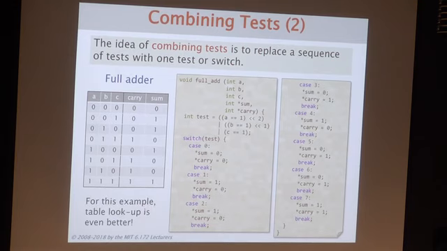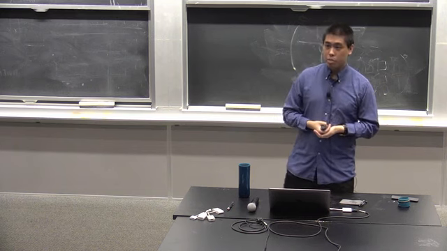There's actually an even better way to do this for this example, which is to use table lookup. So you just pre-compute all of these answers, store them in a table, and then just look it up at runtime. But the idea here is that you can combine multiple tests into a single test. And this not only makes your code cleaner, but it can also improve the performance of your program because you're not doing so many checks and you won't have as many branch misses.